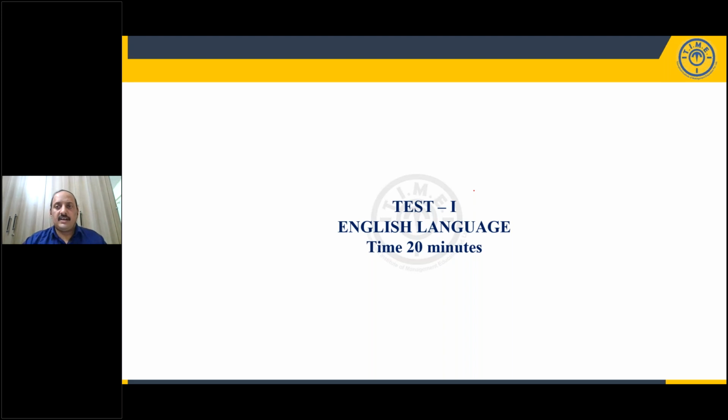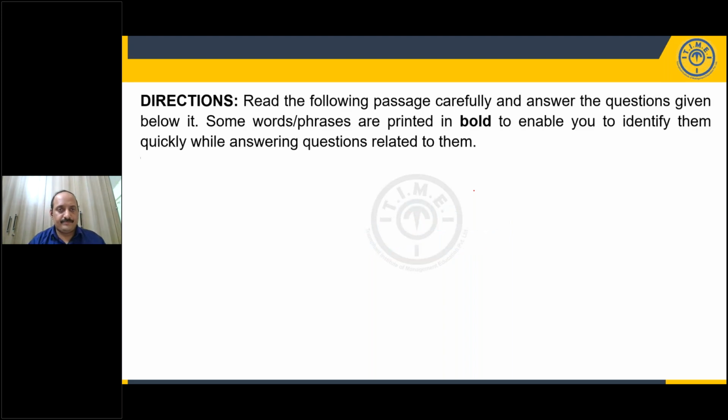So without any further ado, let's start with the first passage. And guys, wherever required, you can pause the video for a minute, think over what we have just discussed, or if you want to solve a question again, you can just pause the video for a minute, try doing that question, and then play it and see whether you got it right or wrong.